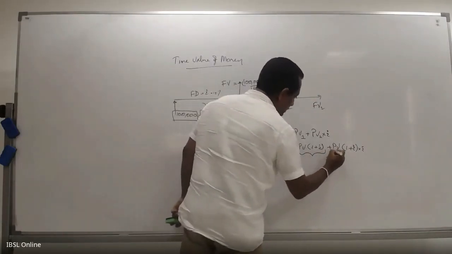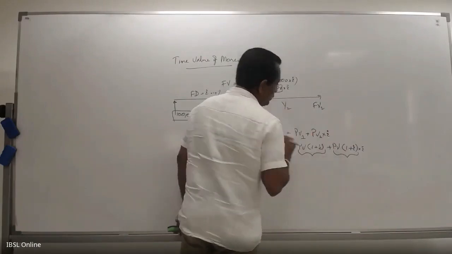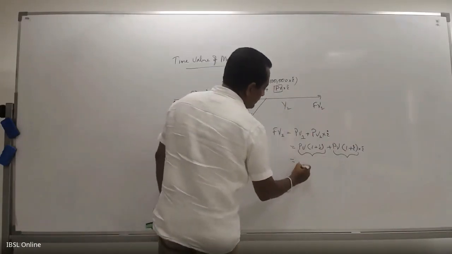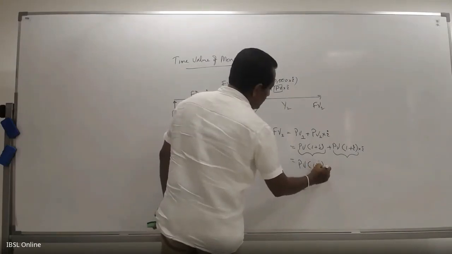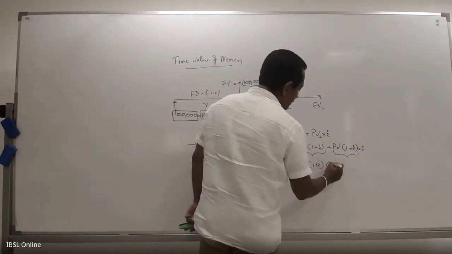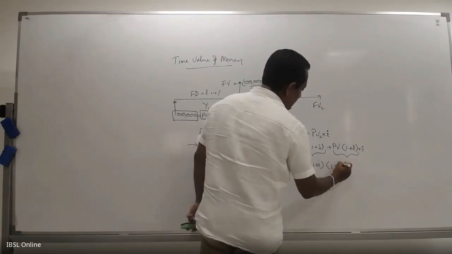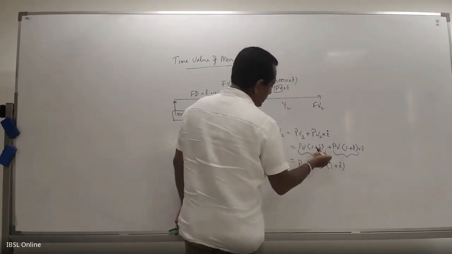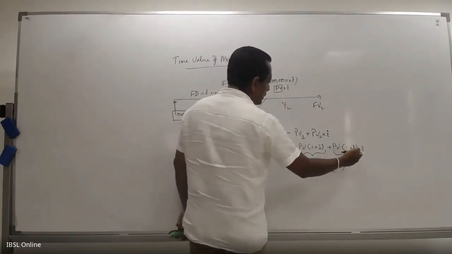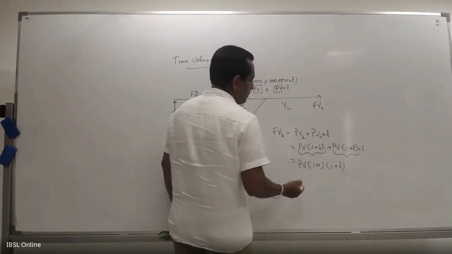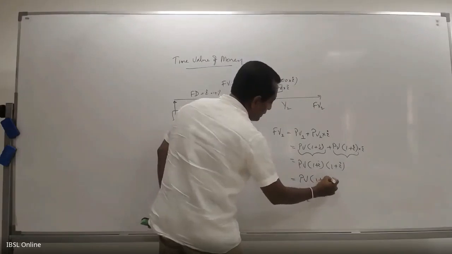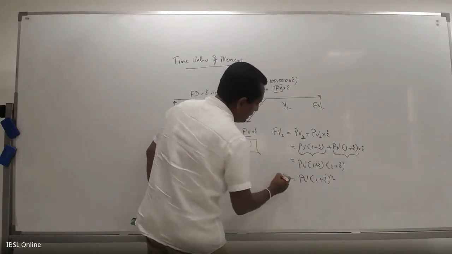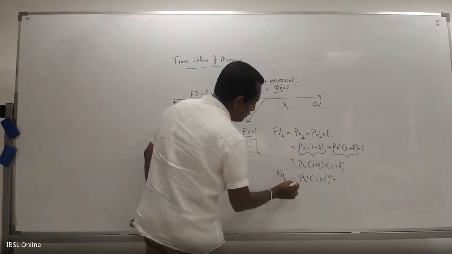This one and this one are both the same. So you can say present value (1 + I) equals 1 + I. Here, you take this one now, so it is 1. You take this one now, I is remaining. So present value into (1 + I) to the power 2 equals future value 2.